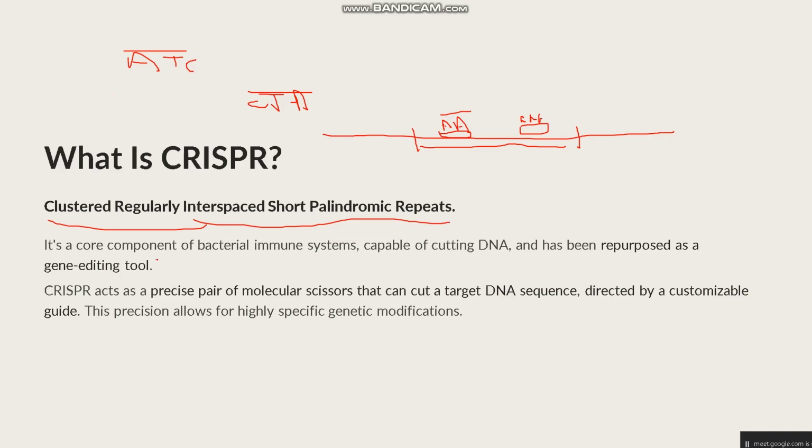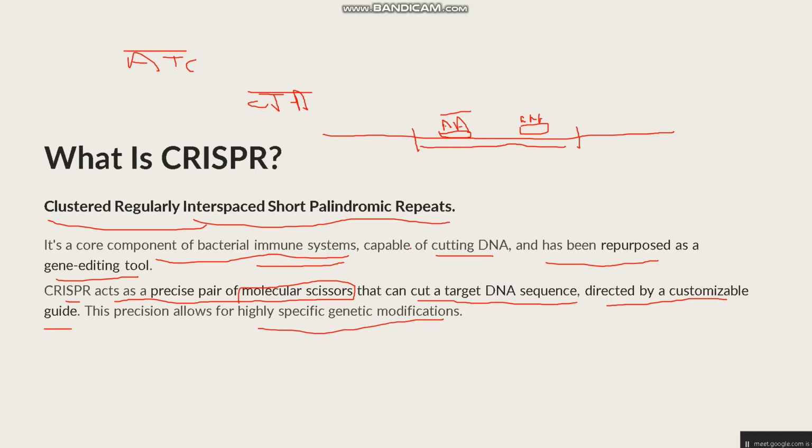It is a core component of bacterial immune systems. CRISPR is actually a natural system of bacteria that is capable of cutting DNA, and it has been repurposed as a gene editing tool. CRISPR acts as a precise pair of molecular scissors that cuts the DNA. It cuts a target DNA sequence directed by a customizable guide. This precision allows for highly specific genetic modifications.